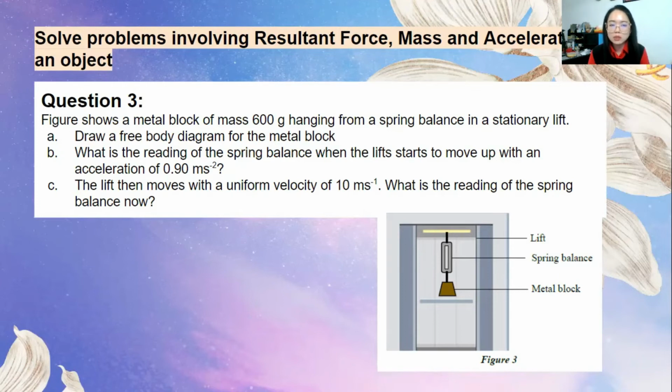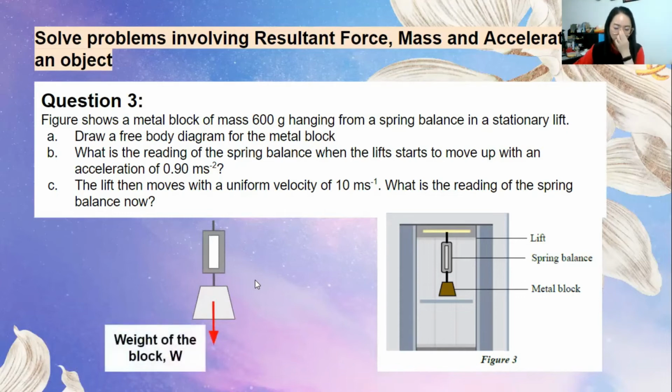What is the reading of the spring balance now? So that's the question. First thing is I have to draw my free body diagram. When I draw, I just have to take this one into consideration. Now, what do I have here? I have weight, obviously. Weight is going down. And then I have another one going upward, which is the tension in the spring.